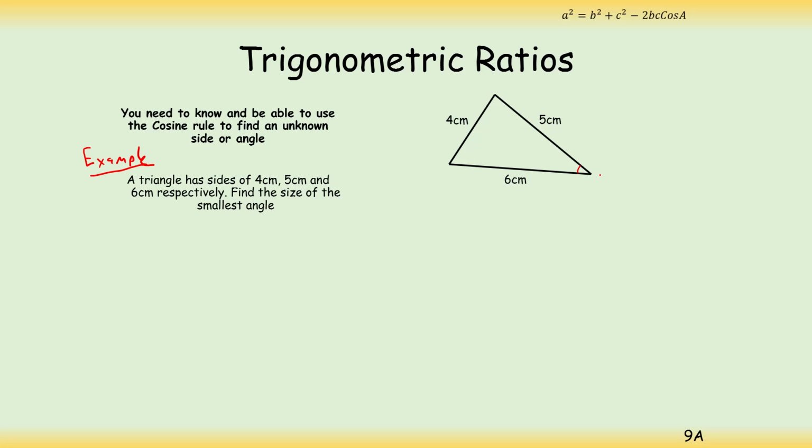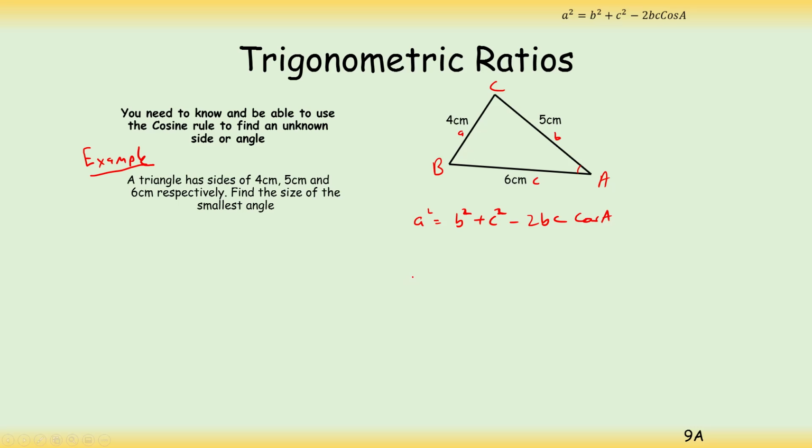So, since I'm looking for that, I'm going to label this A, and then it doesn't really matter, B, C, which means that opposite them, this side is going to be small a, this side is going to be small b, and this is going to be small c. Now, the cosine rule is given by a squared equals b squared plus c squared, minus 2bc cos of A.